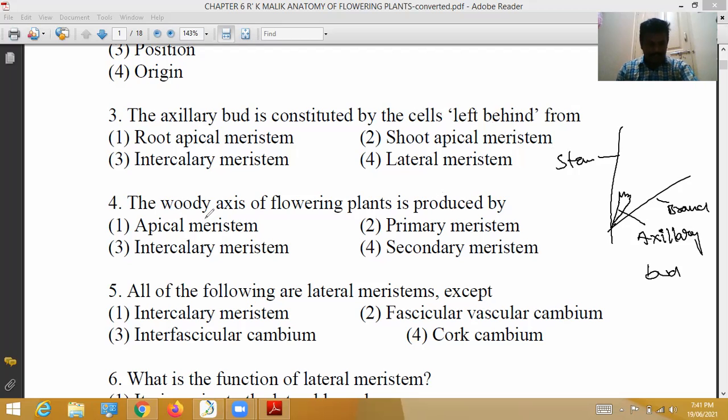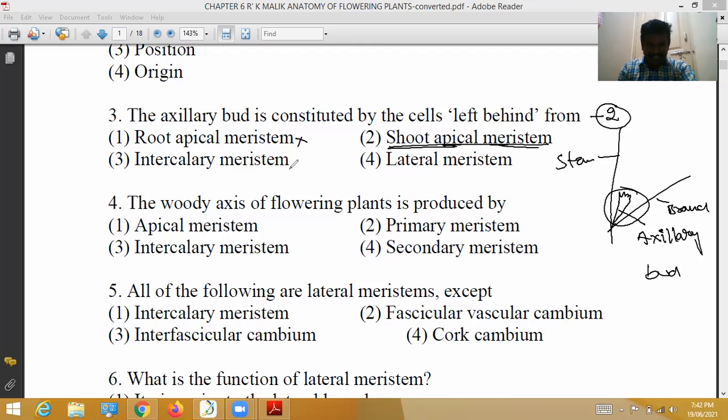That is the question. See here, root apical meristem. The question is asking about the axillary bud, but the first option is talking about root, so it is wrong. Shoot apical meristem. Yes. From the shoot apical meristem, some cells are left behind. Those cells gradually turn into an axillary bud, present in the axils. Axil means the angle between the upper surface of the leaf stalk and the stem that bears the axillary bud. So the correct option for the third question is 2.